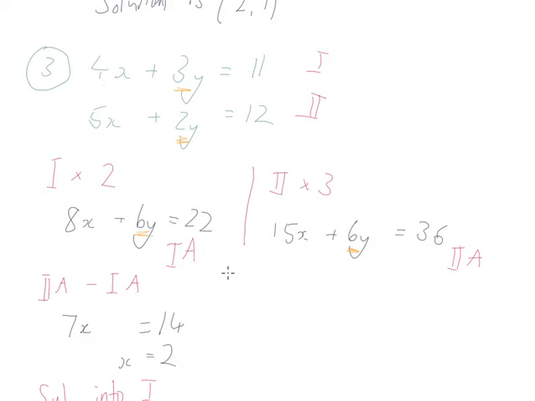Okay, we're trying to get to one equation, one unknown. Talked about this a little bit already. One equation, one unknown, you can do. So we eliminate the y's. Method of elimination. 6y minus 6y, there you go.